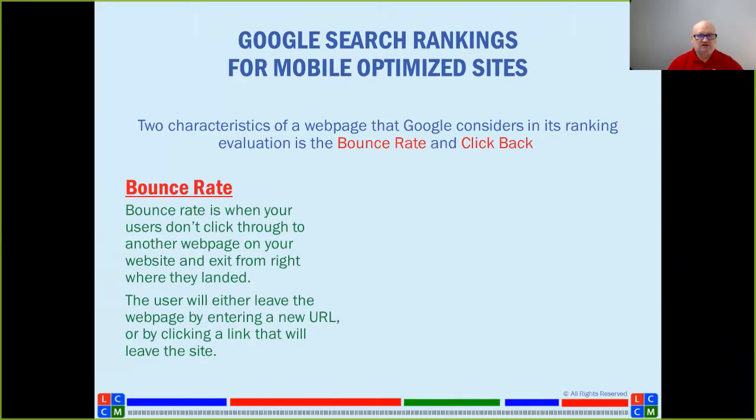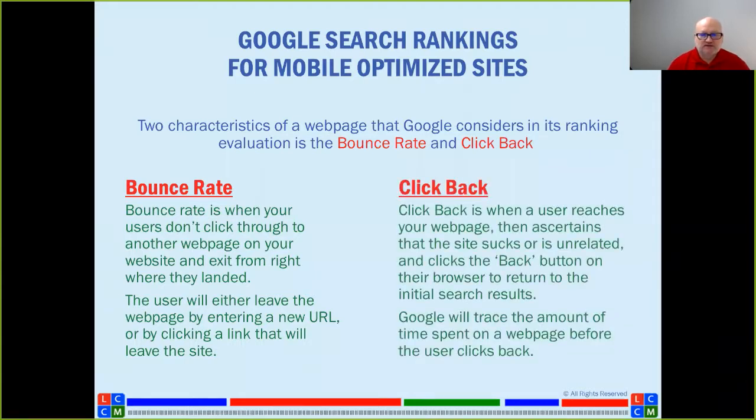But what you want to look at is the bounce rate on your internal pages, especially to see if the people that are showing up on your blog posts, your pages about the different services you offer, are they bouncing off right away? If they are, then you need to look into, is the copy on the website compelling? Does the layout look good, again, on a mobile device? So those are important things to look at. The user will either leave the web page by entering a new URL or by clicking a link that will leave the site. So that's what a bounce rate is all about.